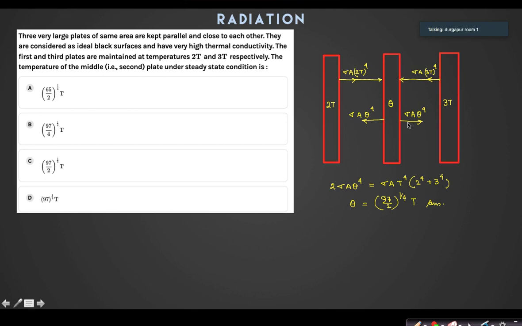Can you tell me another question: all the temperatures are constant, right? So what is the power that I have to supply to this plate externally to make the temperature constant? What is the external power needed to make the temperature of the third plate constant at 3T?